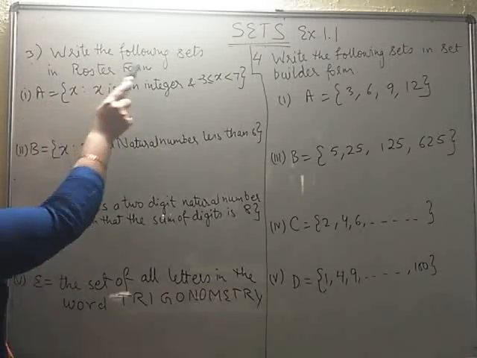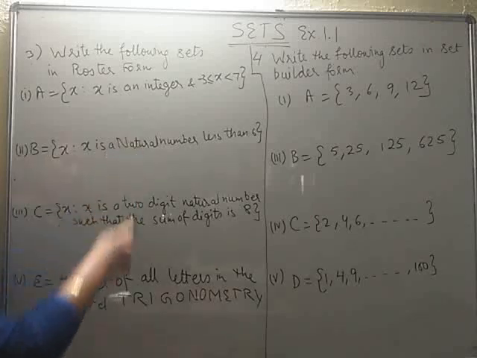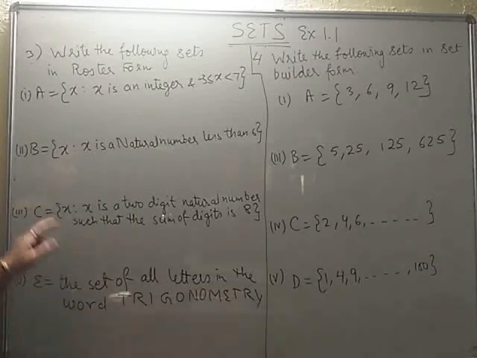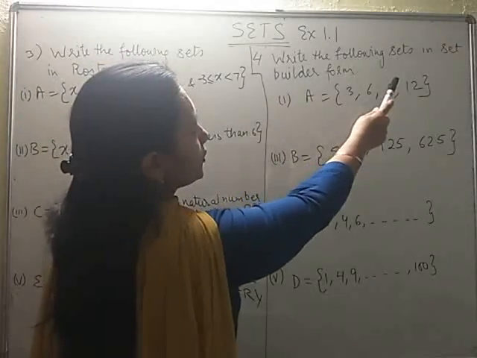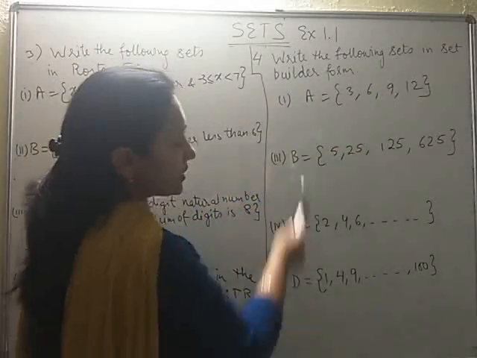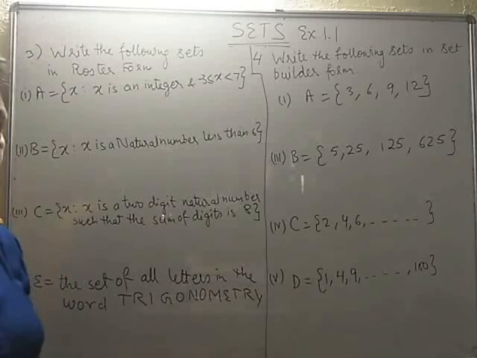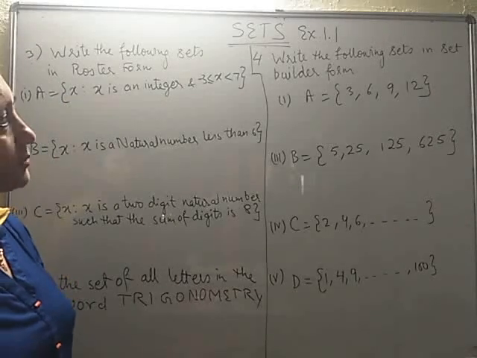Question number 3 is write the following sets in roster form. You can see some of the cases I have taken. We'll convert them into roster form. Question number 4 is write the following sets in set builder form. Again, 4 parts I have taken. We'll convert them into set builder form.